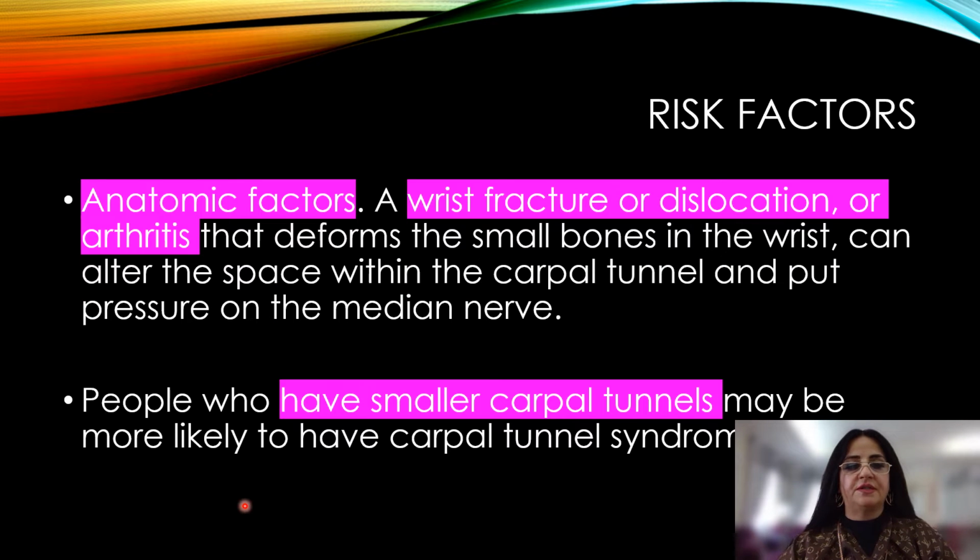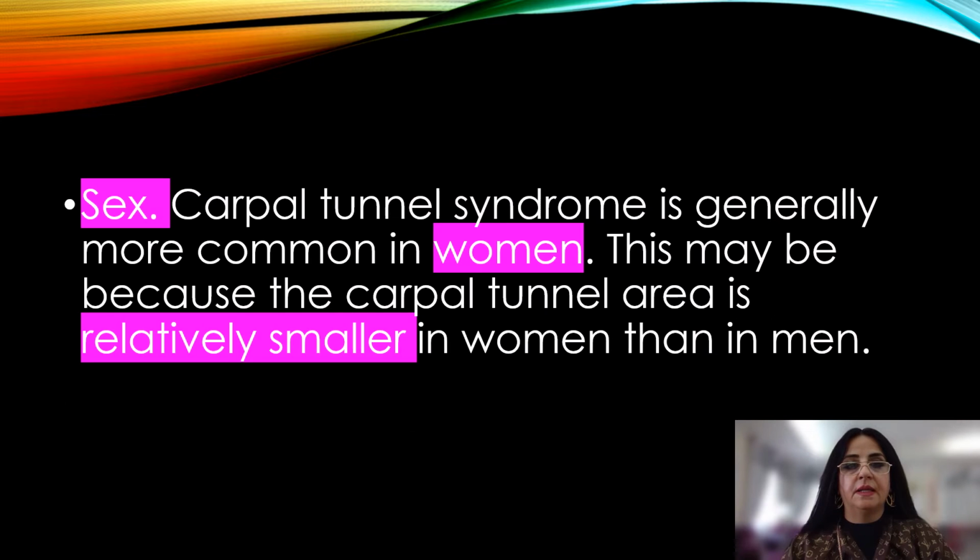Okay, let's see what the risk factors are. Anatomic factors, first of all. Wrist fracture or dislocation or arthritis in the wrist area can tighten the carpal tunnel area and put pressure on the median nerve. People who have a smaller hand, smaller carpal tunnel, basically get more involved. That's why most of the time it's ladies who are involved in carpal tunnel syndrome. So sex is important. Women most of the time have carpal tunnel more often, and that's because of the anatomy of the area, and they have a relatively smaller carpal tunnel.